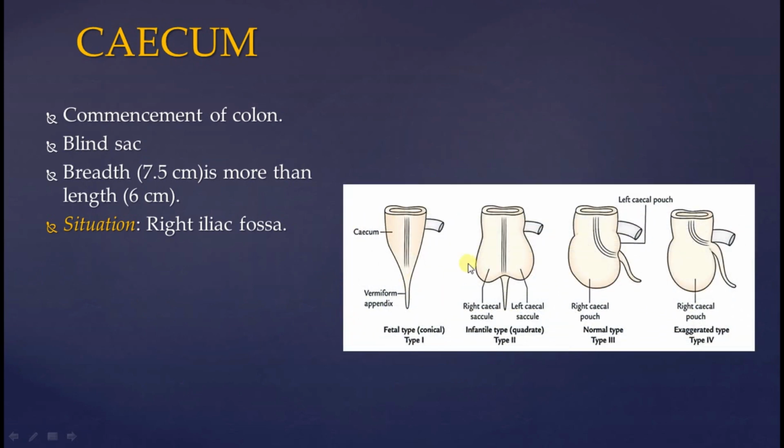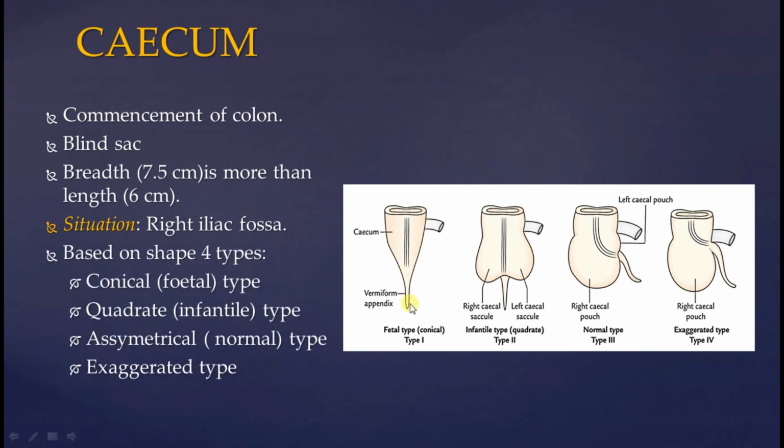Now, basically there are 4 types of cecum we come across in human beings. So, the first type is the fetal type. The cecum is somewhat conical and the appendix arises from the apex of the cecum. The next type is the quadrate type or the infantile type. It is somewhat quadrangular and the base has a sulcus or indentation.